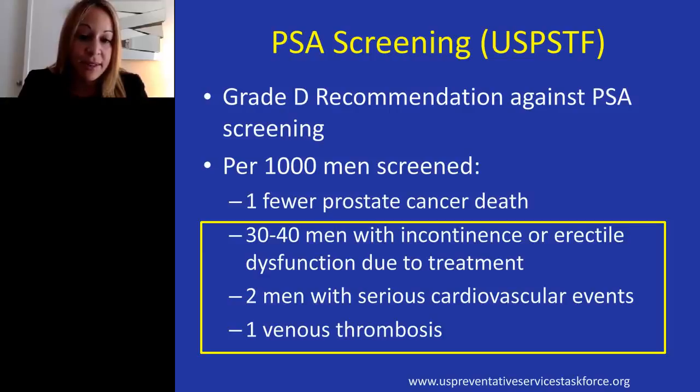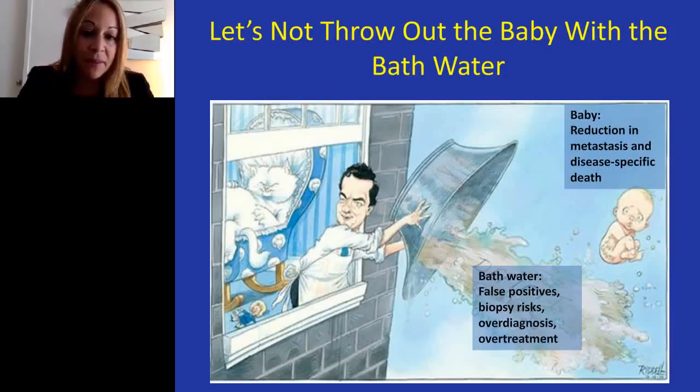As you'll notice in this box, though, all of the side effects that they're listing for the PSA blood test are actually side effects of prostate cancer treatment, not of the actual PSA test itself. So, my belief is let's not throw out the baby with the bathwater. The PSA test has been shown to reduce metastatic prostate cancer and prostate cancer death, but there are some negative aspects as well which we need to deal with, including the false positive test results and overdiagnosis and overtreatment.